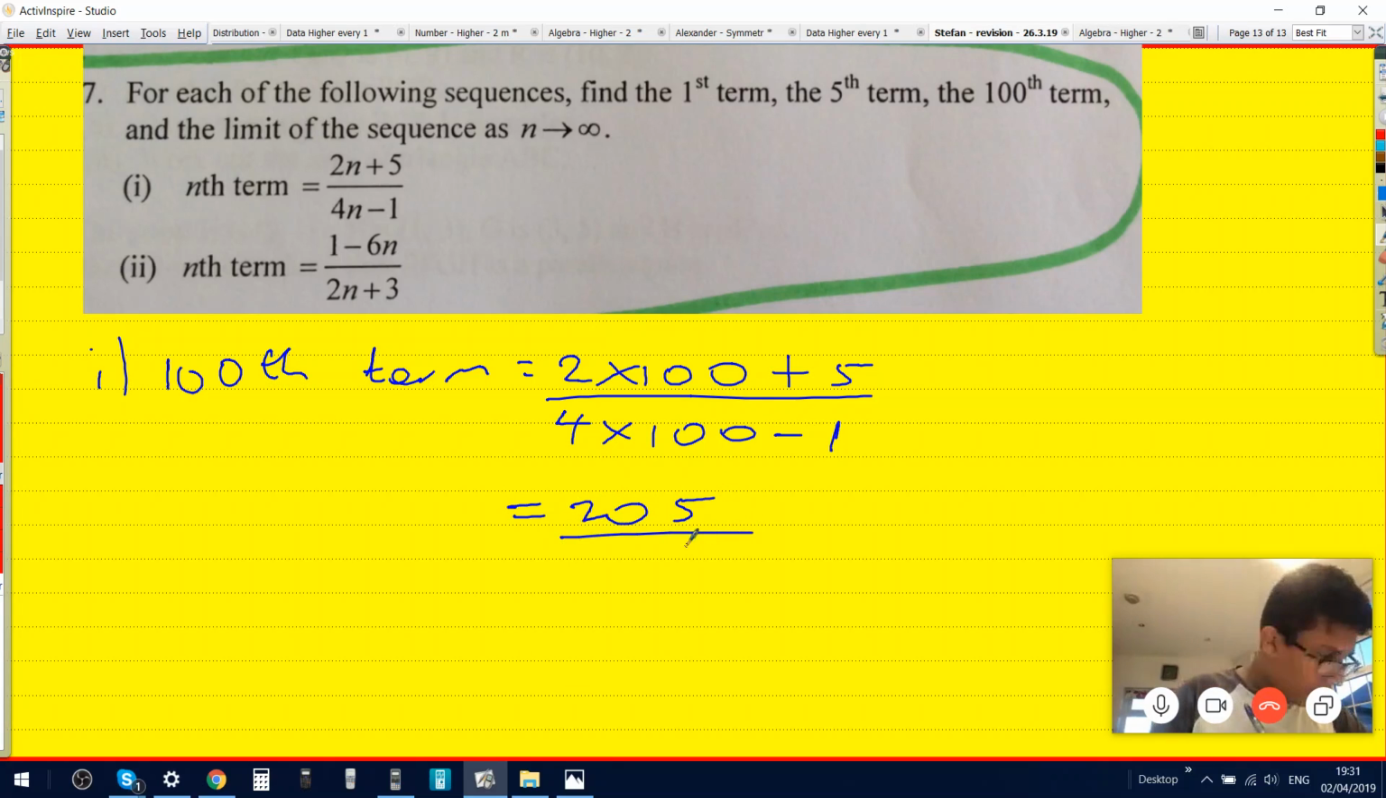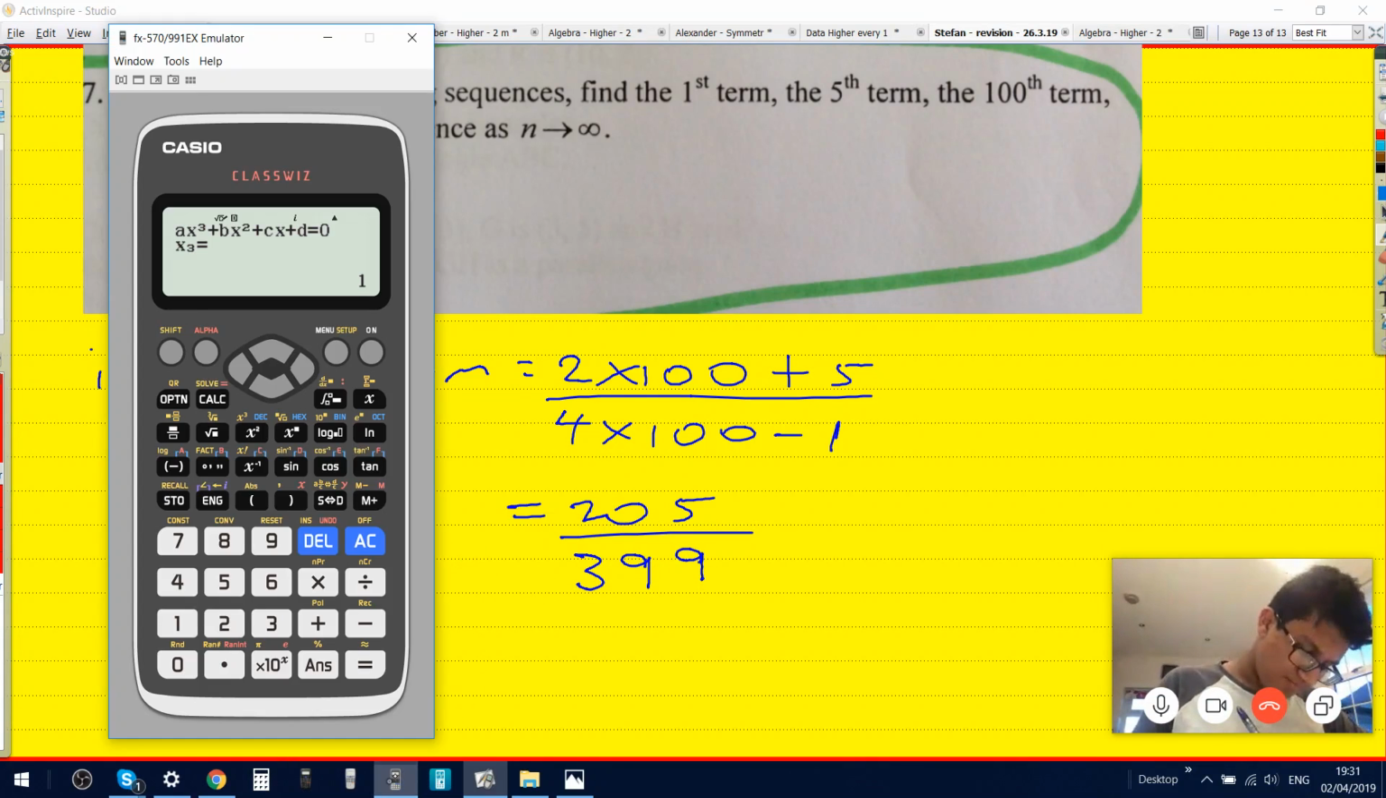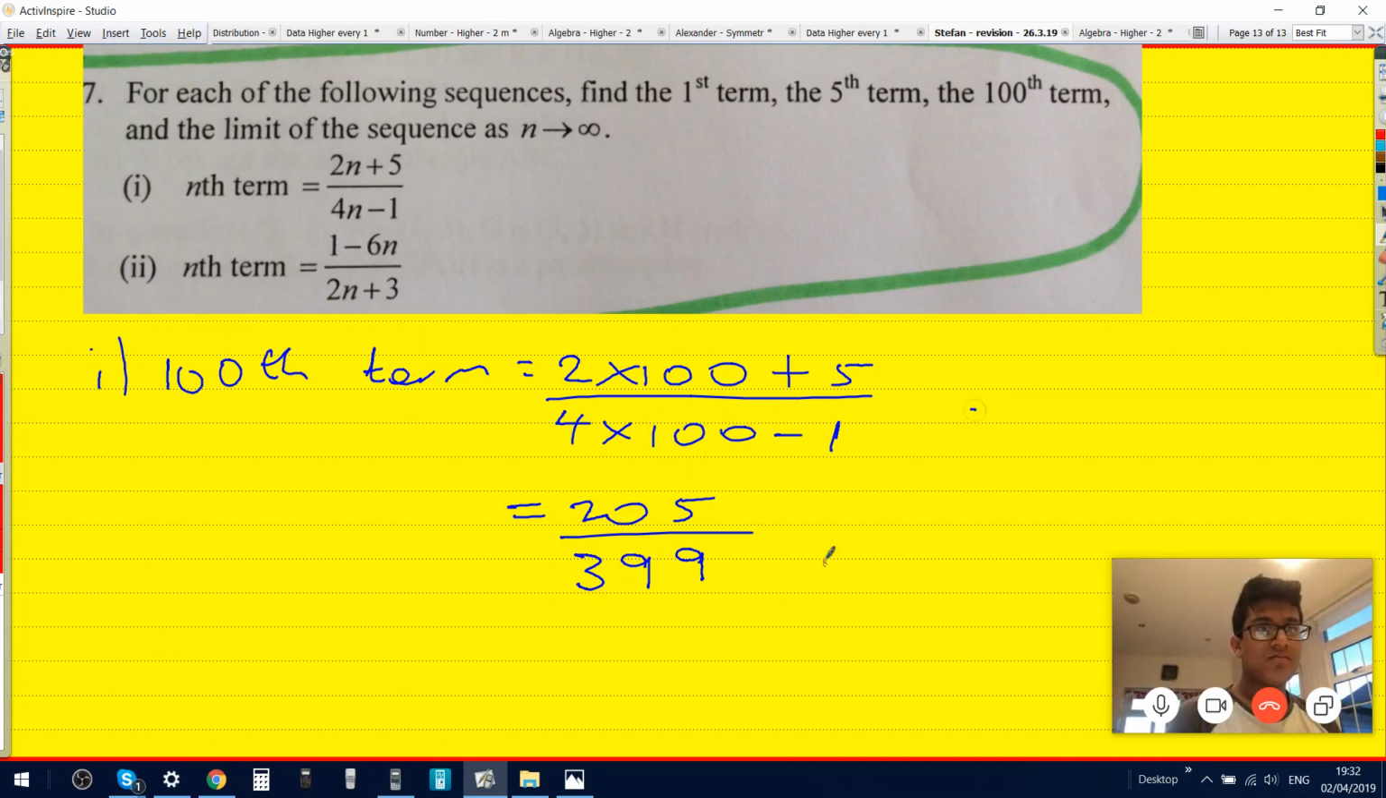I get 0.514. And they gave it to us as a fraction, so I think we're okay to put it as a fraction. 205 over 399. And that's what you got, was it? Yeah. So I think it's fine to leave it as a fraction.